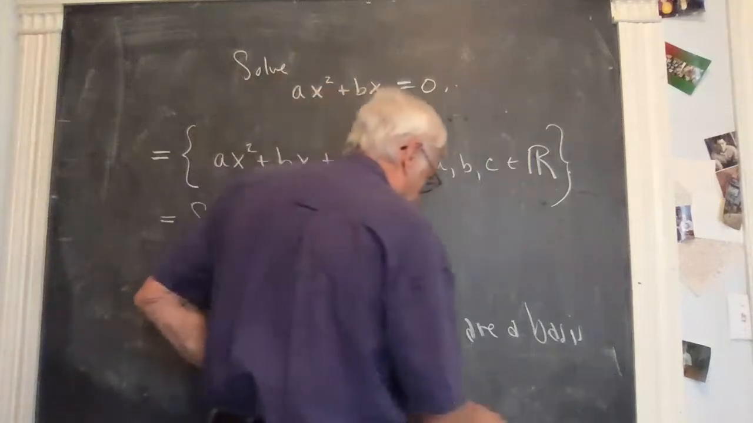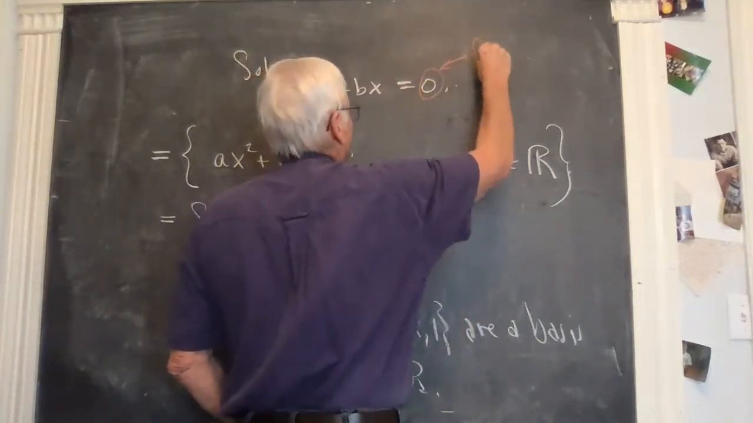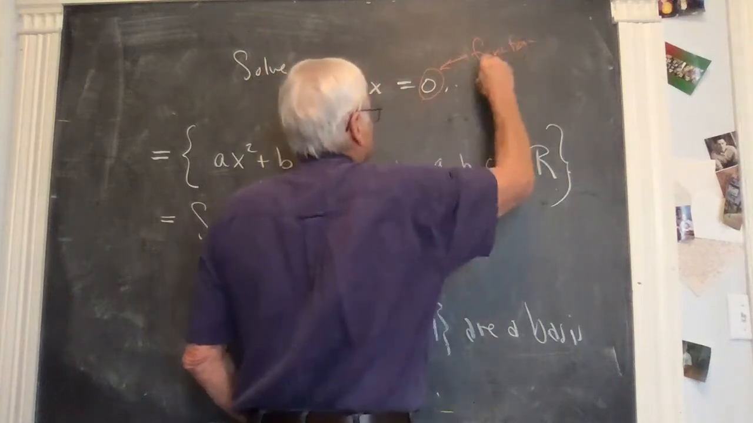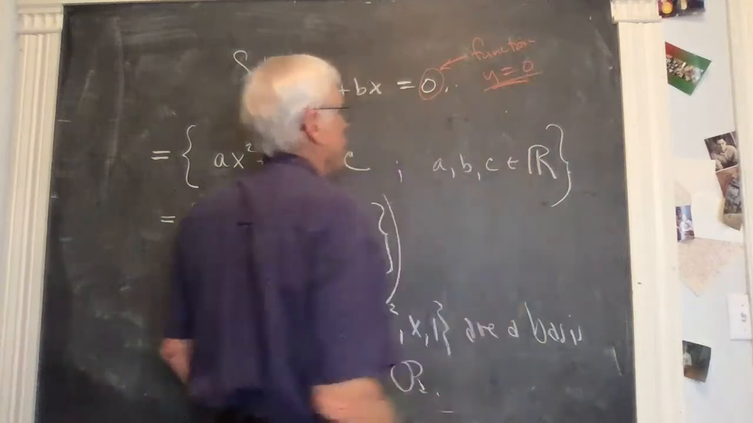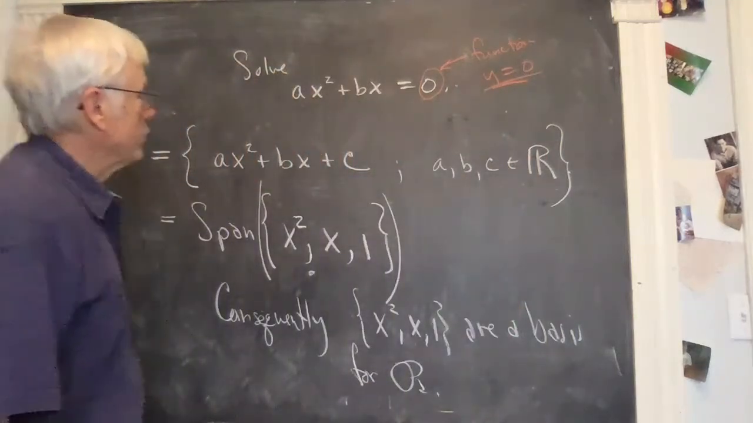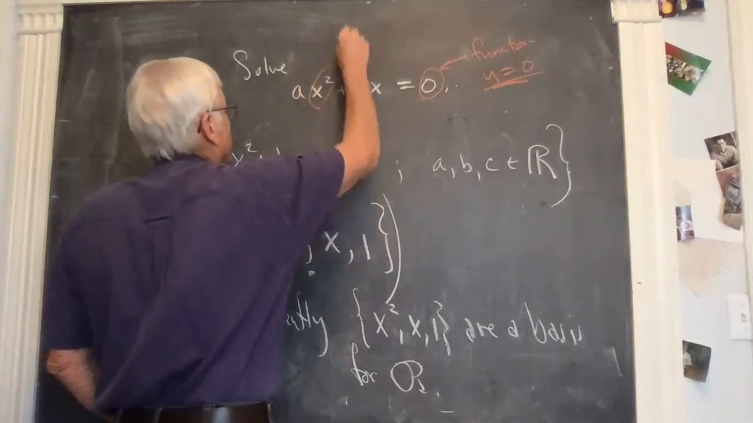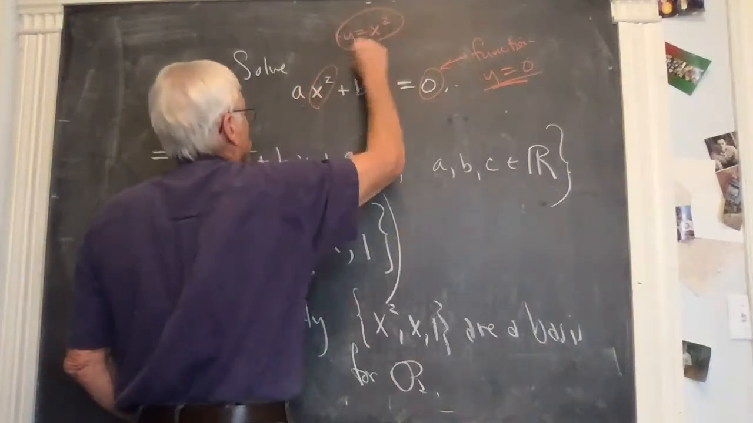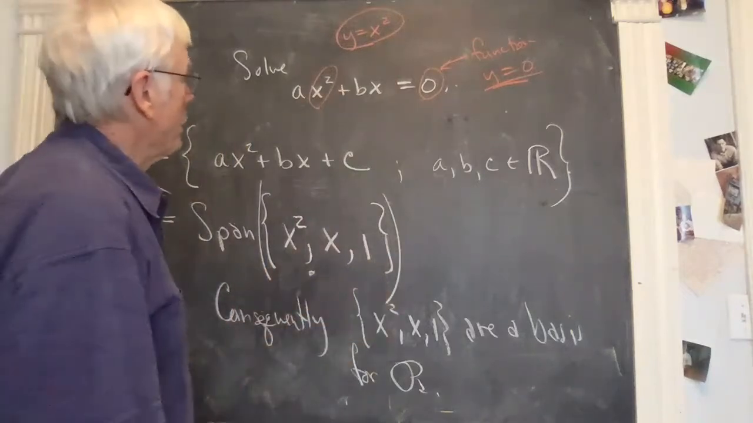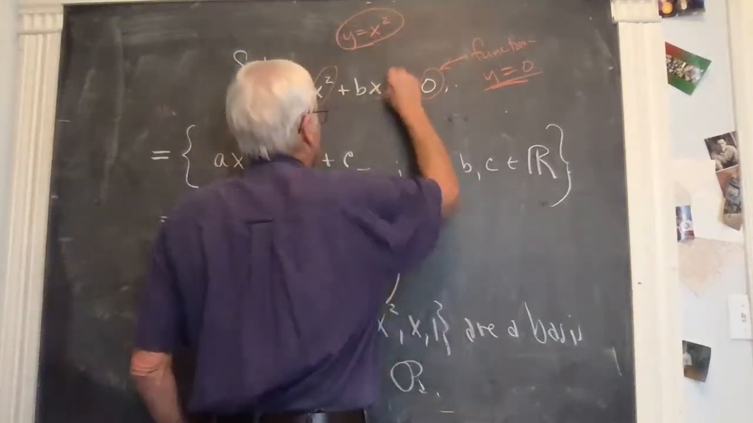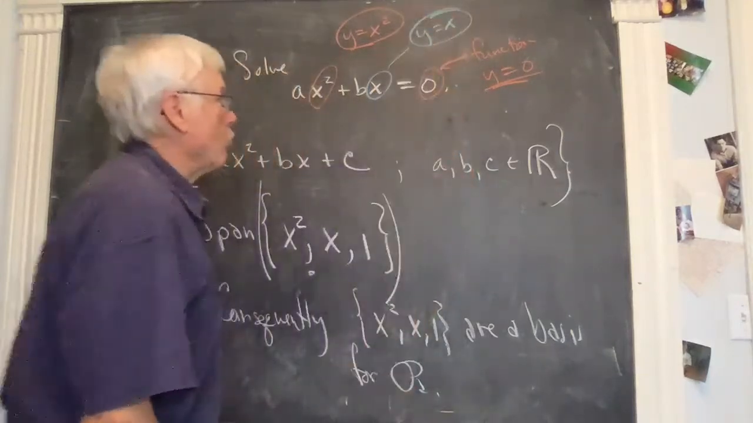Now, the important thing here is what does 0 mean? This is the 0 function. This means the function y equals 0. Its graph is the x-axis. Just like this x squared means the function y equals x squared. It's a quadratic polynomial, so it's a function. Its graph is a parabola. And this guy here means the function y equals x. So this is a straight line of slope 1.